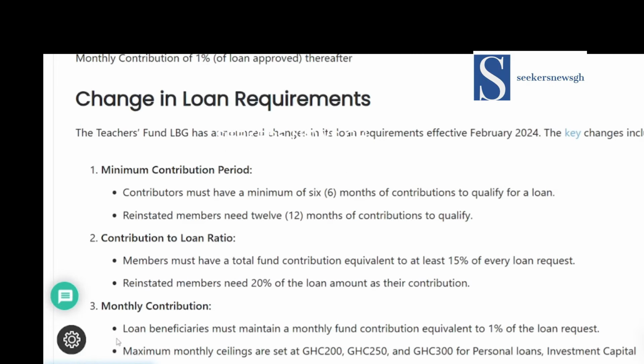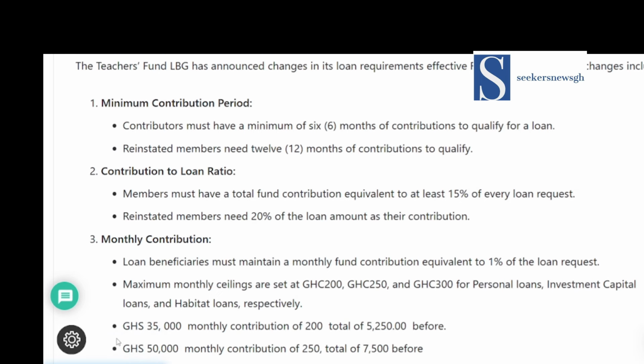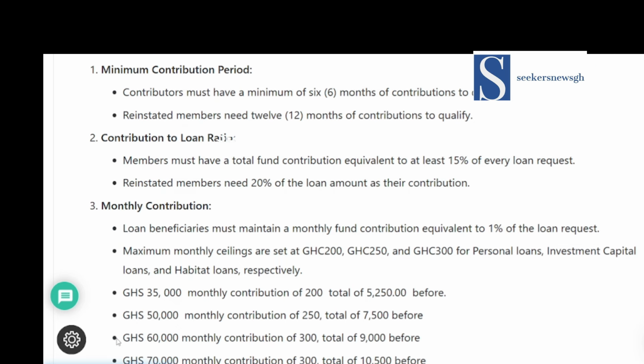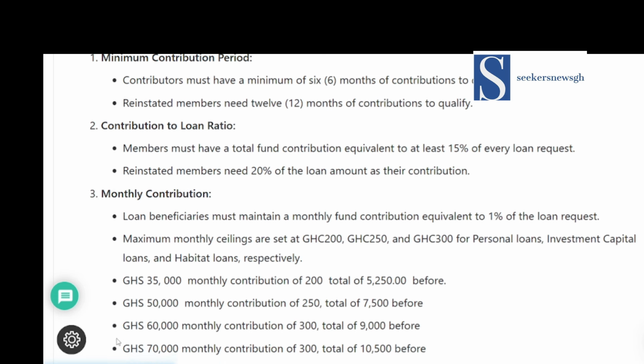So, change in loan requirements. Minimum contribution period: contributors must have a minimum of 6 months of contributions to qualify for a loan. Reinstated members need 12 months of contributions to qualify. So if you leave and you come back, 12 months. Contribution to loan ratio: members must have a total fund contribution equivalent to at least 15% of every loan request. Then reinstated members need 20% of the loan amount as their contribution.